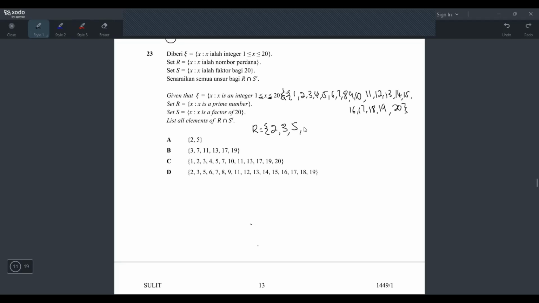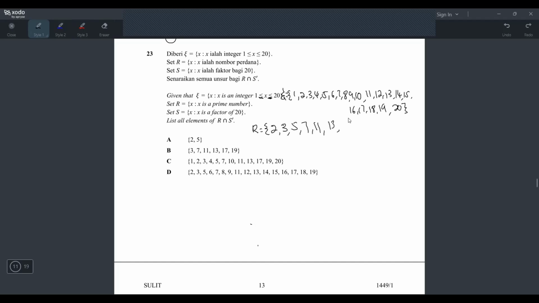6 cannot because it can divide 2. 7. And then 8 cannot because even number. 9 can divide 3. 10 cannot because even number. Next one will be 11. And then 12. Cannot because even number. 13, yes. 14, no, because even number.